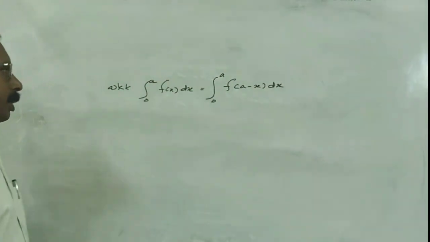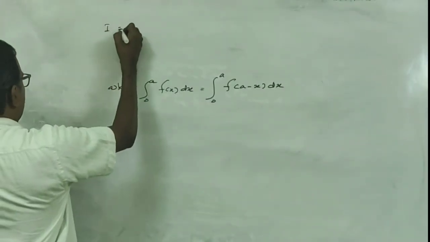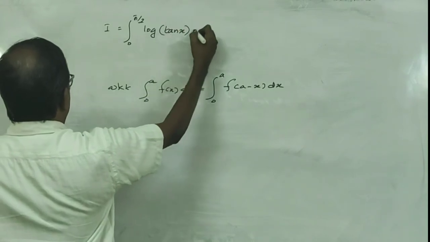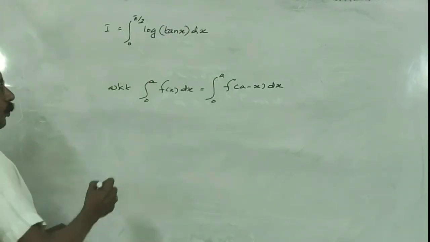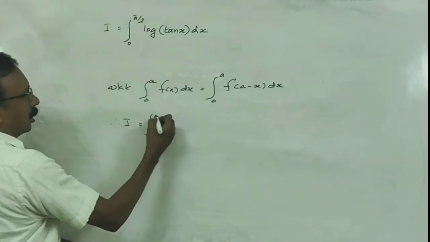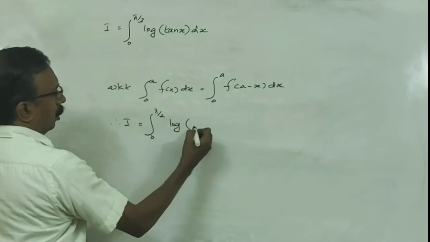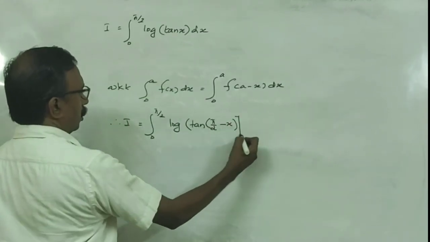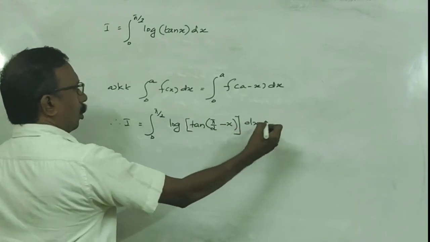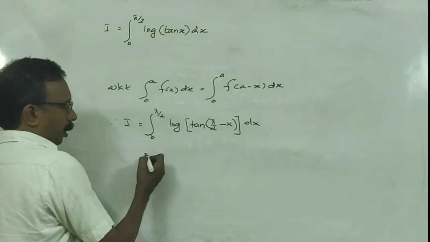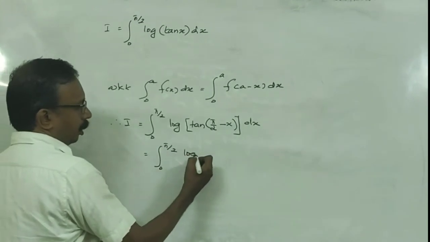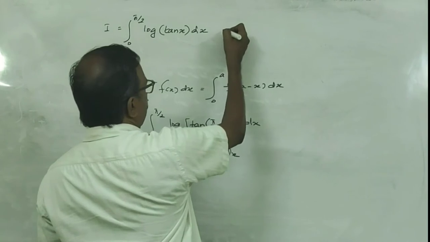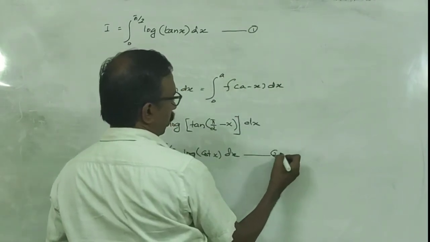Now I am taking another question using this rule. I is equal to integral 0 to pi by 2 log tan x into dx. Therefore, I is equal to, using this result, integral 0 to pi by 2 log tan of pi by 2 minus x. Tan pi by 2 minus x is cot x, so integral 0 to pi by 2 log cot x into dx. Tan of pi by 2 minus theta is cot theta.